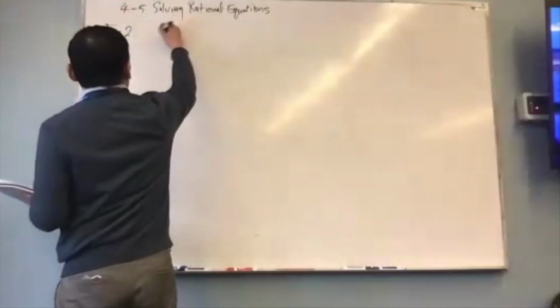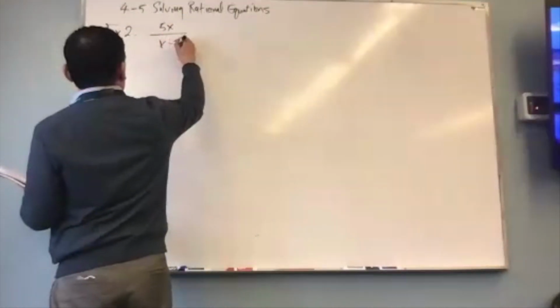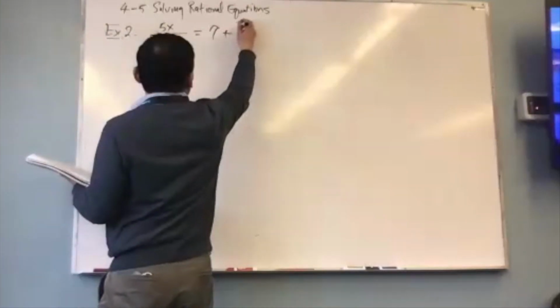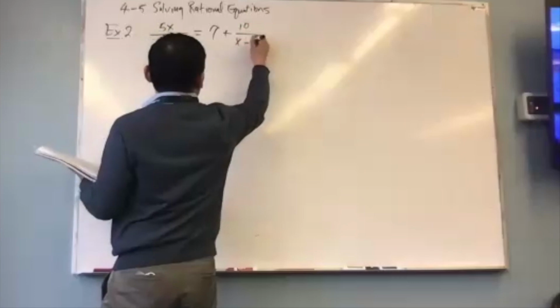All right, this one, solve this. Five x over x minus 2 is equal to 7, it's 10 over x minus 2.